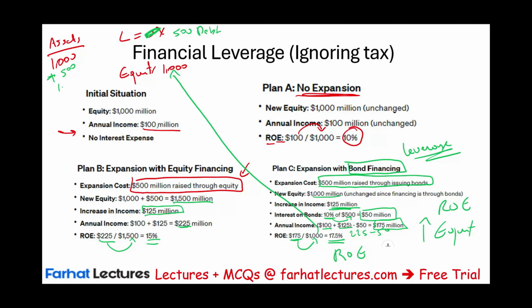Now, how is that possible? This is the concept of what we know as using other people's money. You used leverage. And what did you do? You paid 10% in interest cost. However, you raised 500 million and you earned 125 million. So you earned 25% and you only paid 10%. So this is great. The shareholders are happy because they were able to raise money, satisfy the debt holders, pay them 10%, and the remaining is profit to the shareholders.